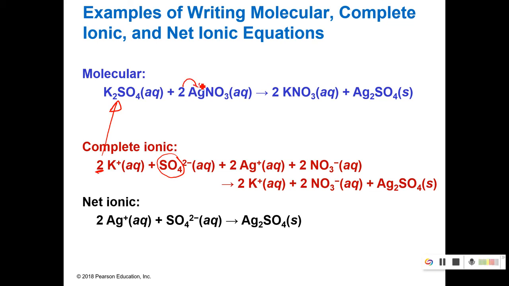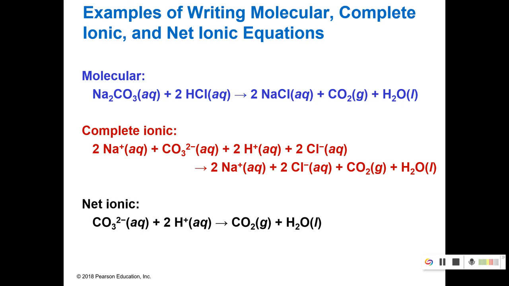This coefficient went to silver and nitrate because it was a coefficient. So notice silver has 2, but so does nitrate. It's going to be the same with potassium nitrate as the products, 2 and 2, and then silver sulfate stays together. Remember, the spectators are the ones that you cross out. So in this case, if I asked you the spectator ions, they would be potassium and nitrate. And then the net ionic is you write whatever's left.